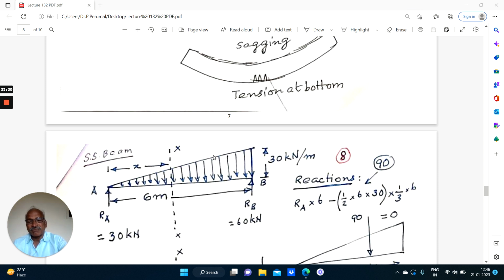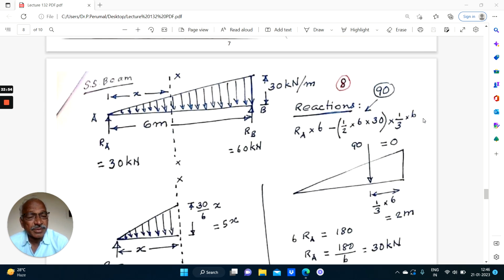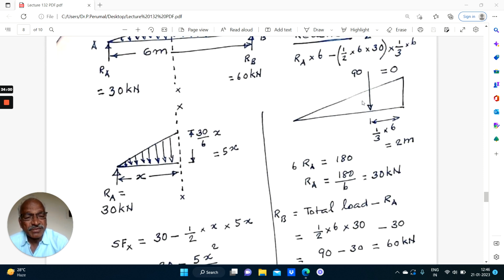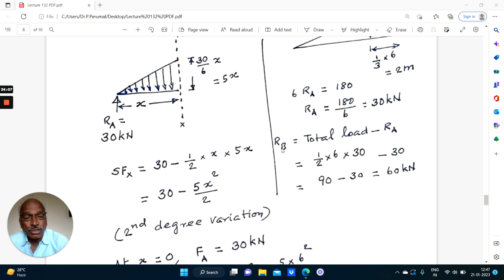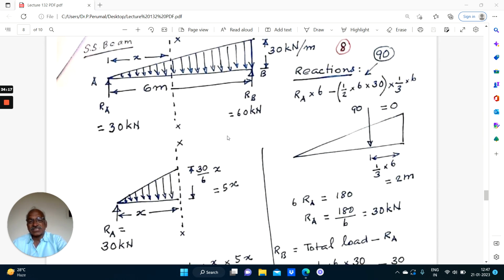That depends upon whether we are taking moment about the point A or about the point B. Now we are taking moment about the point B. Therefore, the total load is half into 6 into 30 equal to 90, into 1/3 of 6 meters. We are taking moment about the point B, so the equation is MB equal to 0. Right. So this is only for illustration, right? RA equal to 30 kilonewton. RB equal to total load minus RA. Total load is half into 6 into 30, namely 90, minus 30 equal to 60 kilonewton. So that's about the reactions RA and RB.